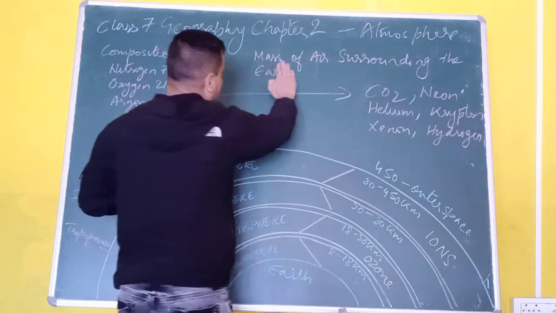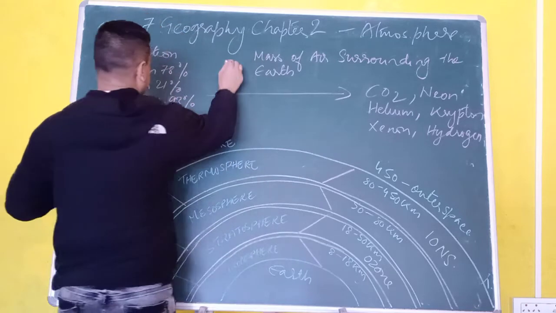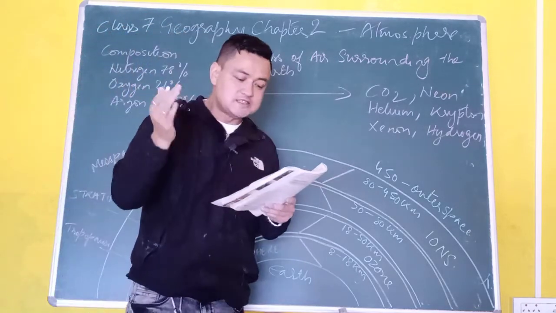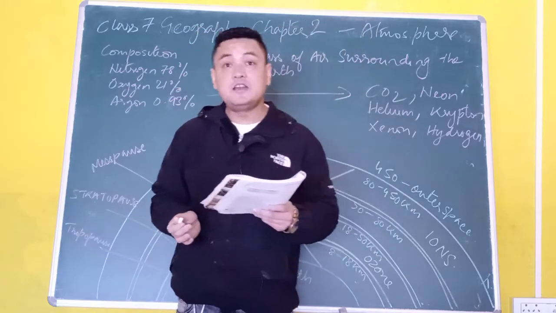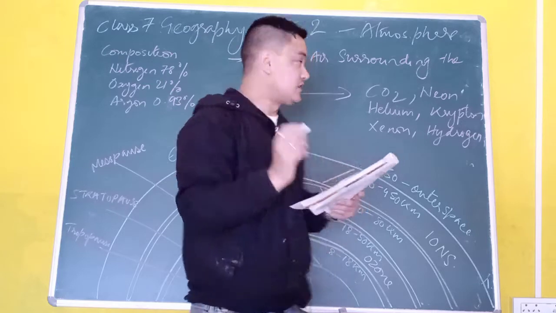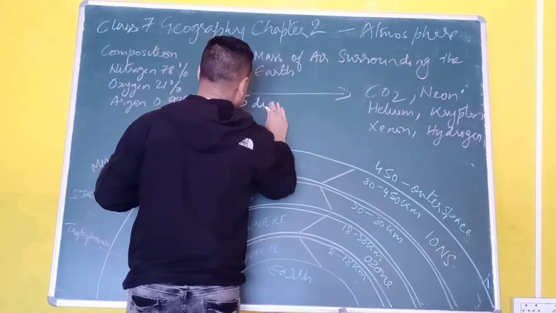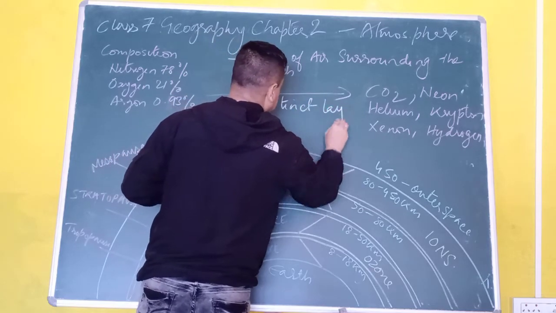It is a mass of air surrounding the earth. This is the definition of atmosphere. So, mass of air surrounding the earth is known as atmosphere and is divided into 5 distinct layers.